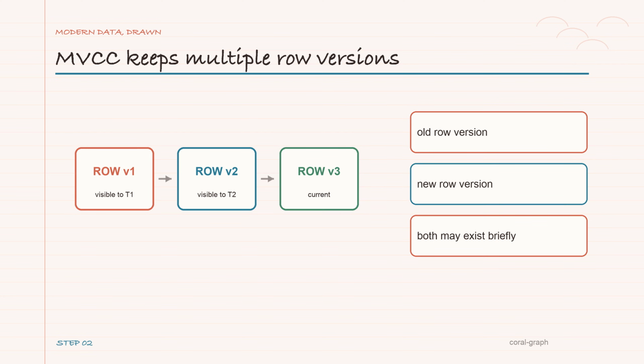With the previous step in place, the next piece becomes easier to see. PostgreSQL uses multi-version concurrency control, usually shortened to MVCC. When a row changes, PostgreSQL can create a new row version instead of immediately erasing the old one. Here is the simple picture to keep in mind.